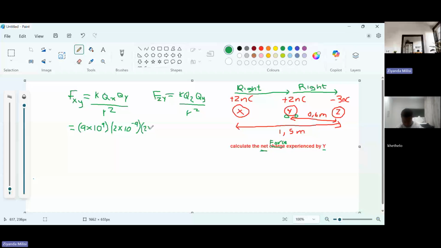What is the distance between X and Y? Distance of 0.9. How did we get 0.9? It's the total distance minus the distance here, Y to Z. Excellent. It's 1.5 minus 0.6, so this distance is 0.9. Well done.